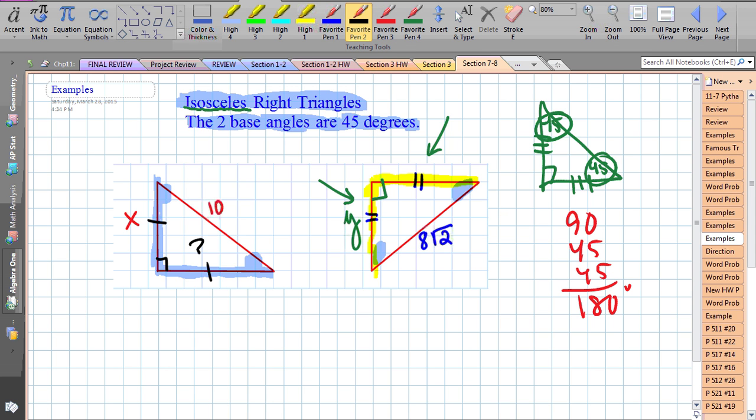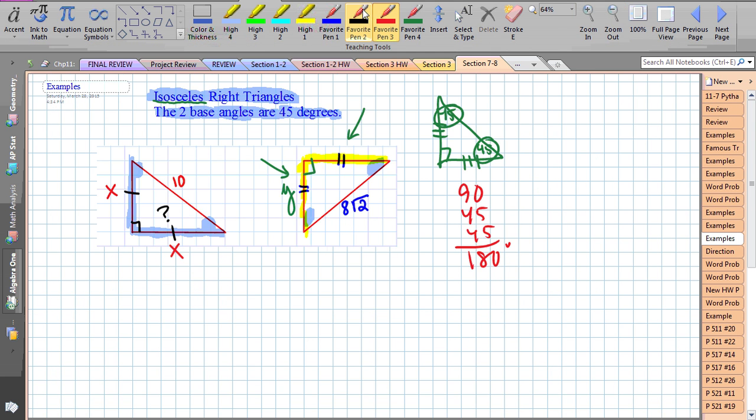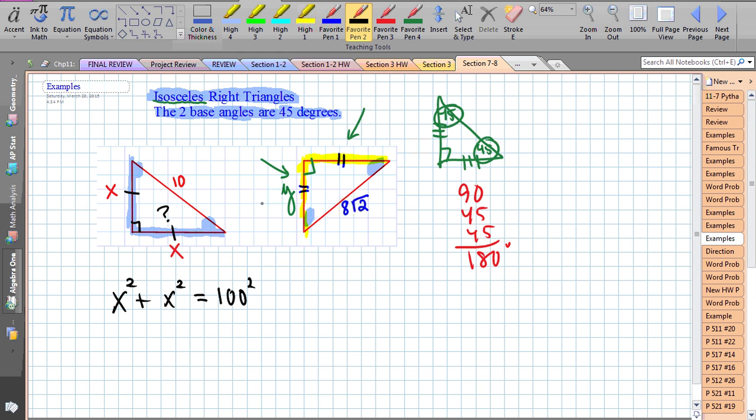Well, there's no variable in here, but if you think about it, if this one is being represented by x, this one should be represented by x because it's the same exact length. So now we have what? x squared plus x squared equals 100 squared. Keep in mind, why did the 10 go by itself? Whoops, did I write 100 squared? Excuse me, it's 10 squared. The 10 goes by itself because it's the hypotenuse.